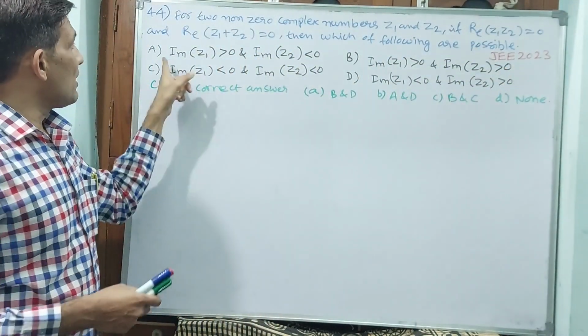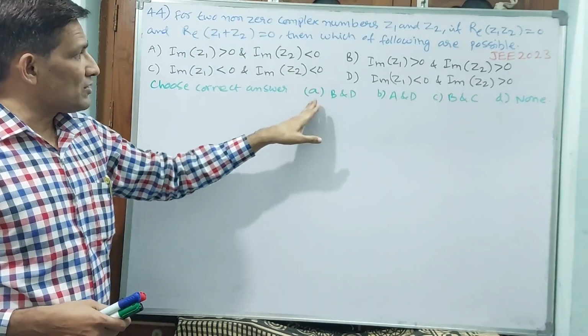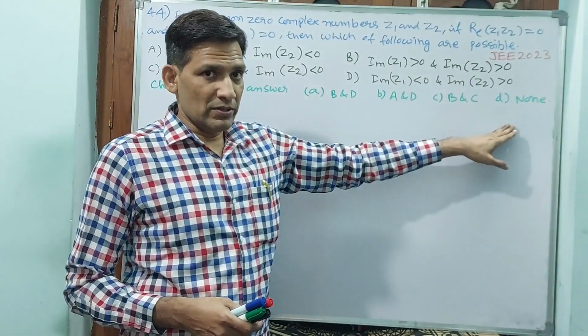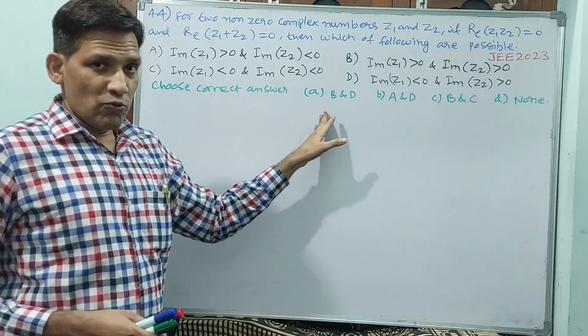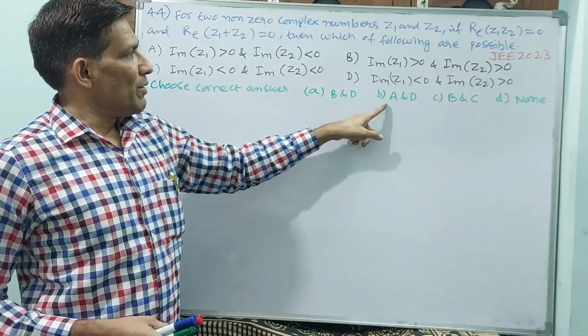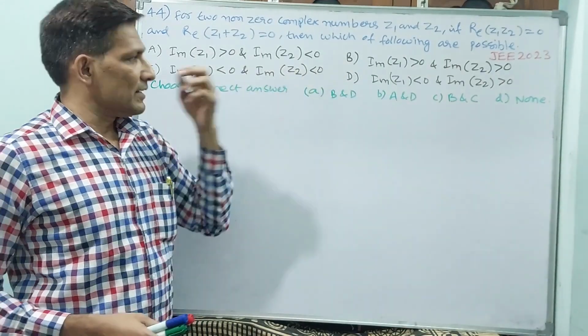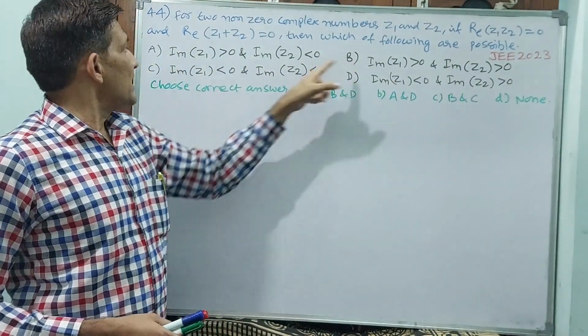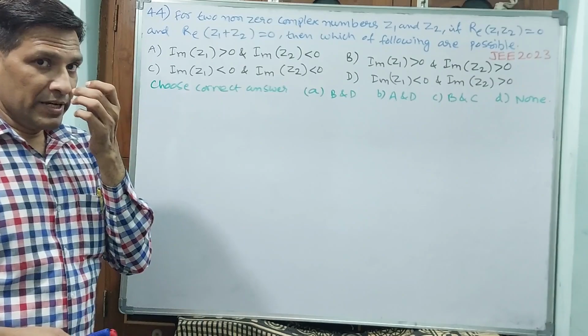You see here, A, B, C, D capital letters are there, but the options are small a, b, c, d you have to put. That means these are the answers you have to put. A means B and D should be correct. B means A and D should be correct. C means B and C should be correct. Okay, which are correct?